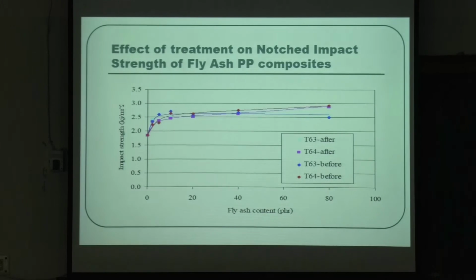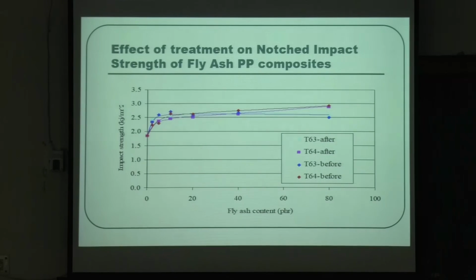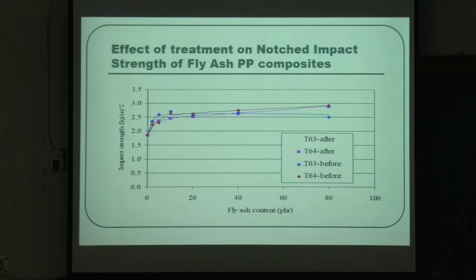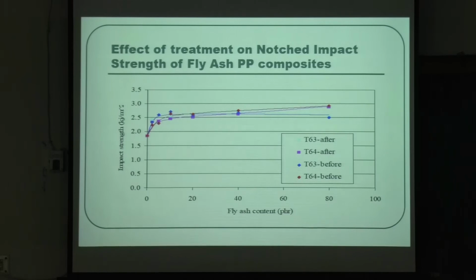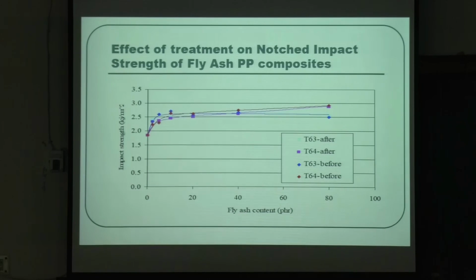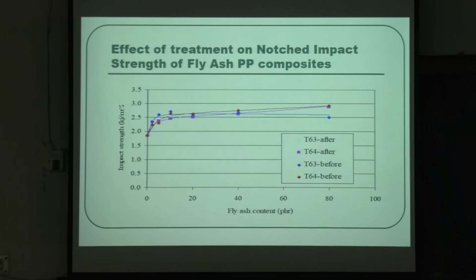And again, effect of treatment on notched impact. Again, it's still similar. So it does not go down. See, the highest is still about 3 compared to about 1.7. So all of them have an increase. At least the fact is that if you are giving a surface coating or coupling agent, it's not reducing the impact strength, because impact does not give any time.